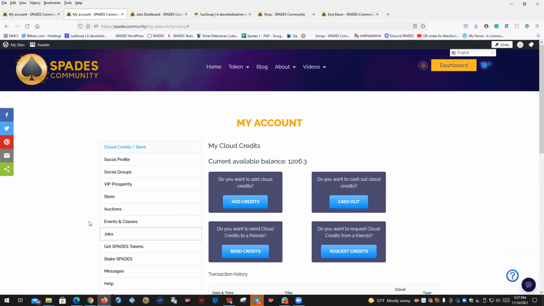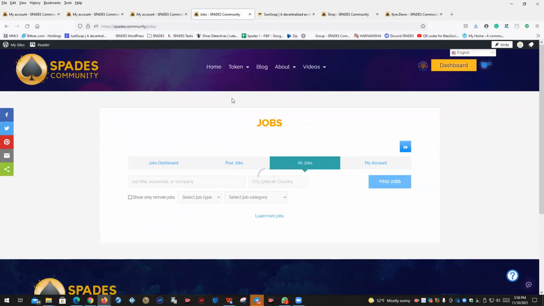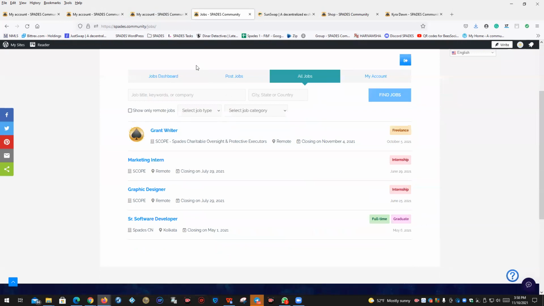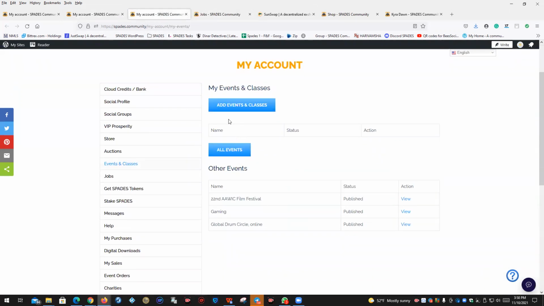classes. So perhaps you are a master djembe person, and you're in Kinshasa where people make only $4 a day. Well, you can, through events and classes on our system, actually offer a class to people all over the world, and or put it up as a job. We're going to go look at all the jobs here real quick. And you can say, hey, who wants to sign up for my djembe class? And they are offering it for, let's say, 5 cloud credits. Well, I know a number of people who would sign up for that class.